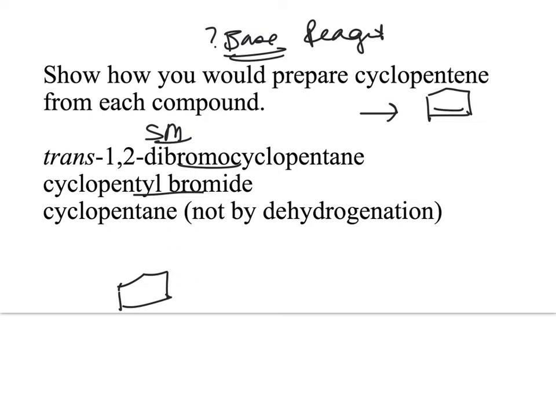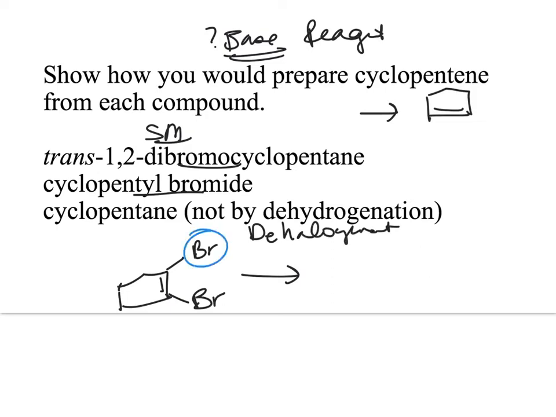Dibromo cyclopentane. So here's bromo, and here's bromo, 1, 2. Okay, so this is a flat compound. Bromine is above and below. We haven't done this reaction yet, but this is a dehalogenation. And so to remove 2 bromines, the reagent is sodium iodide and acetone.